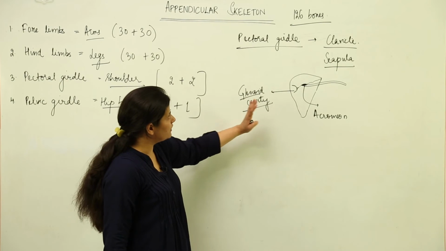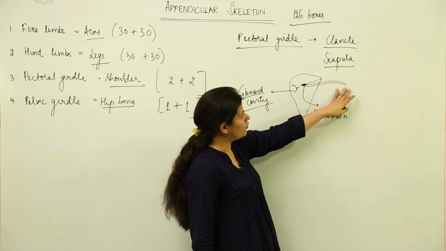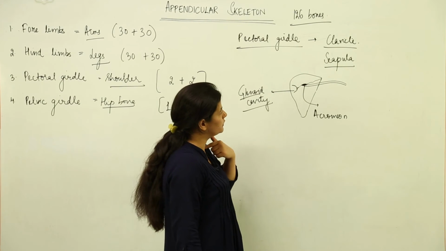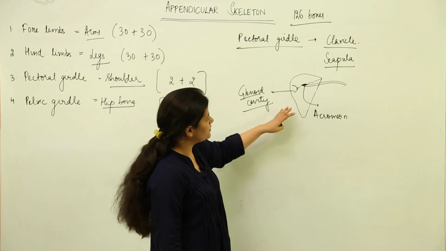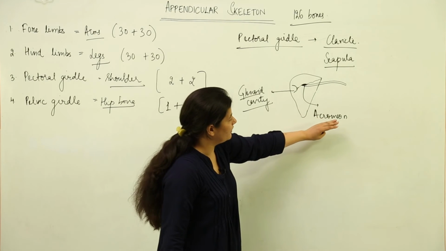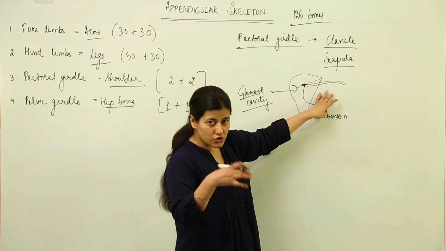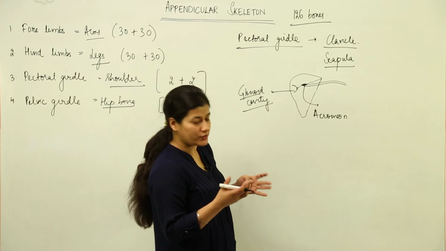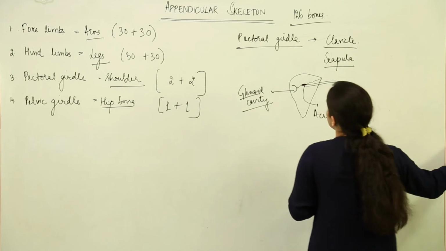So what we have in the pectoral girdle is a long bone with two curves known as the clavicle or the collarbone. You can touch it and feel it over here. And there is a shoulder bone present towards the back, which has the acromion for the articulation or joining of the clavicle to the shoulder blade, and there is a glenoid cavity in which the articulation of limbs takes place.